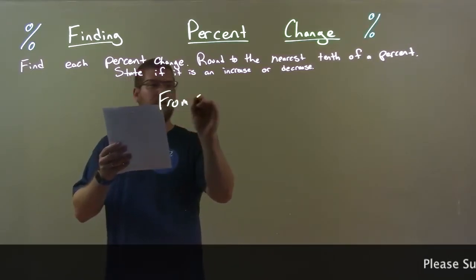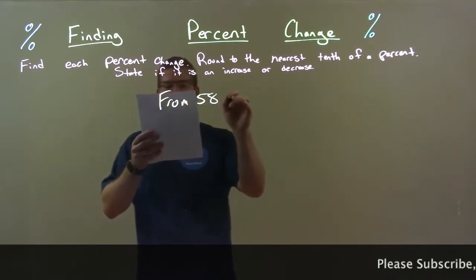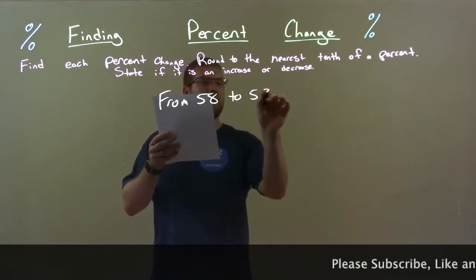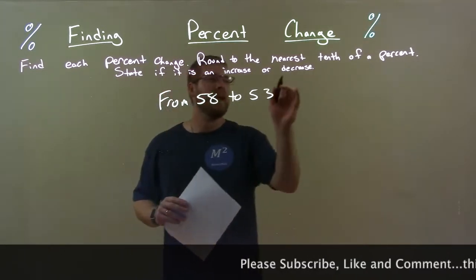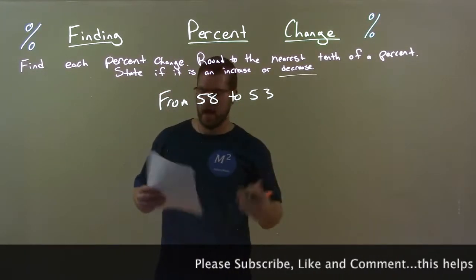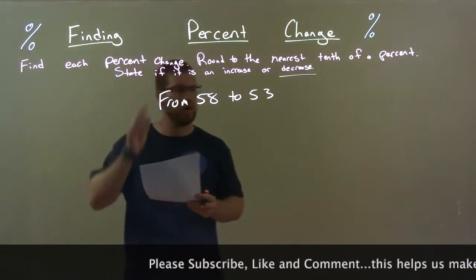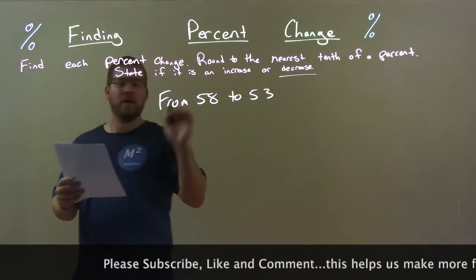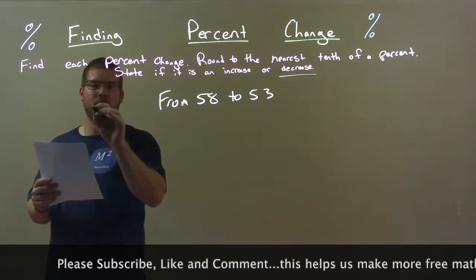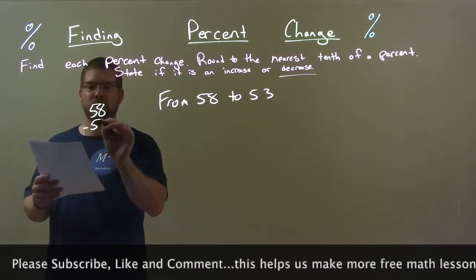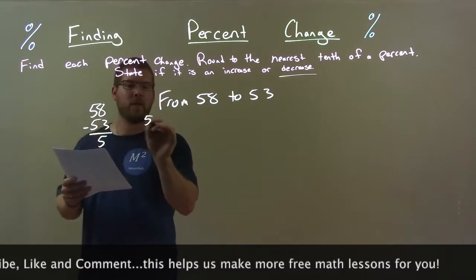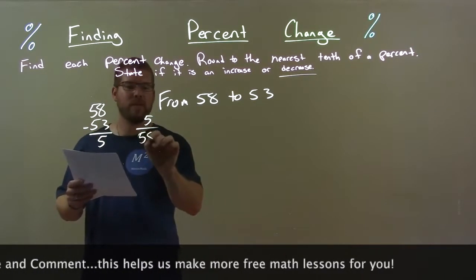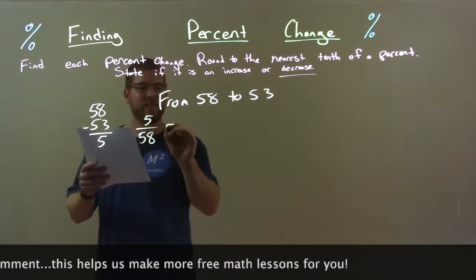From 58 to 53. Now, we see that this is clearly a decrease. We're going down and not yelling timber. Okay? So we got that there. Now we can find the difference between these two numbers. 58 minus 53 comes out to be good old 5. Take that number 5, divide it by the first number, 58, and we got a decimal here.